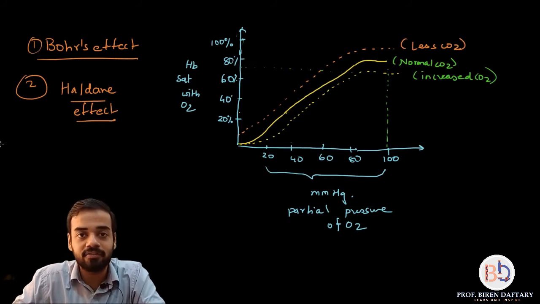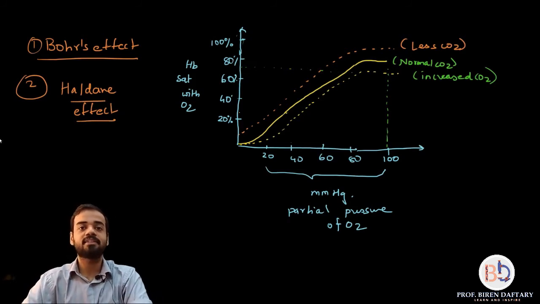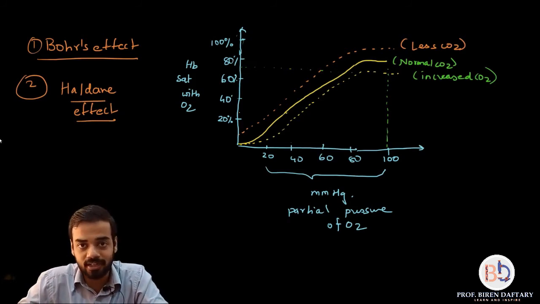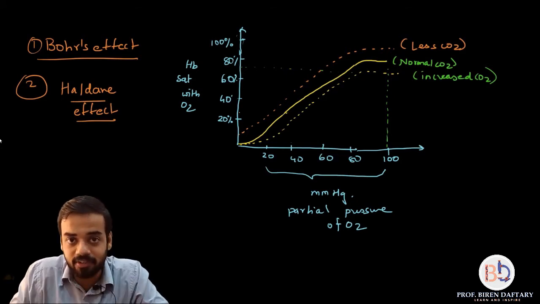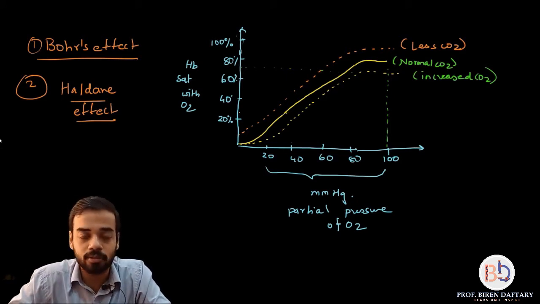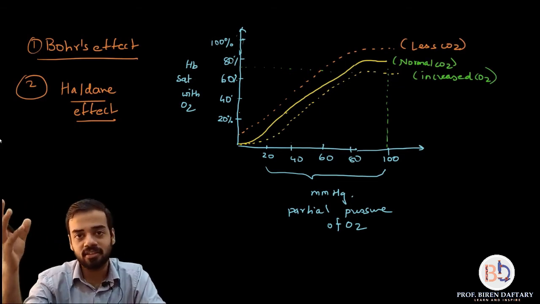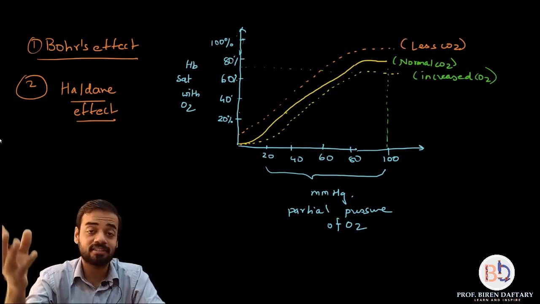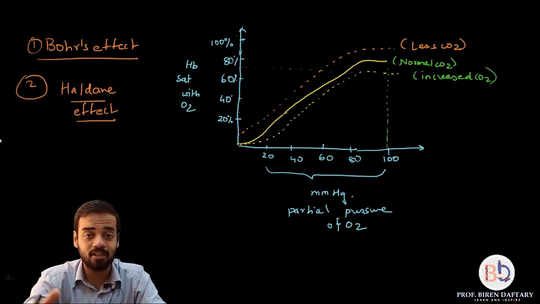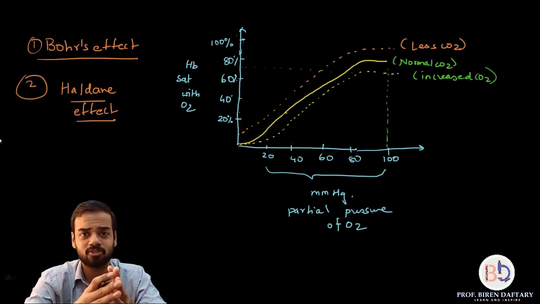What is the Haldane effect? The Haldane effect basically tells you that both oxygen and carbon dioxide are competing with each other to bind with hemoglobin. For example, in the alveolar air, the partial pressure of oxygen is very high, 104 millimeters of mercury, whereas the carbon dioxide partial pressure in alveolar air is only 40 millimeters of mercury.